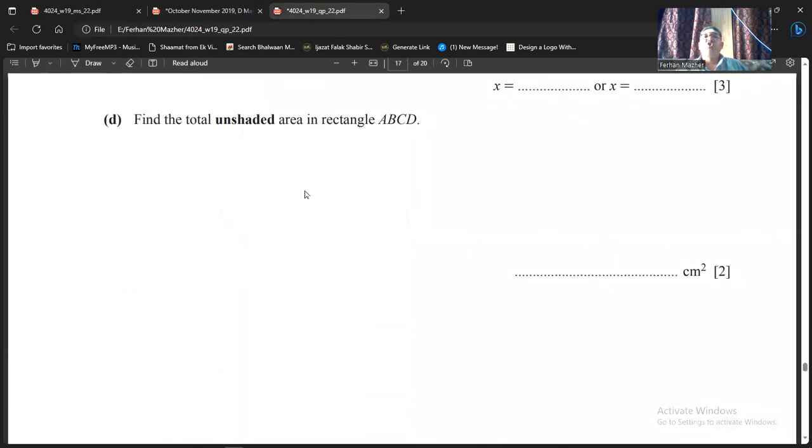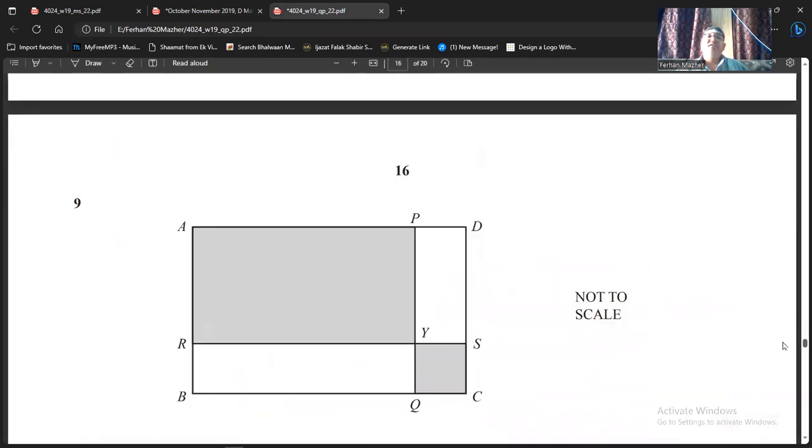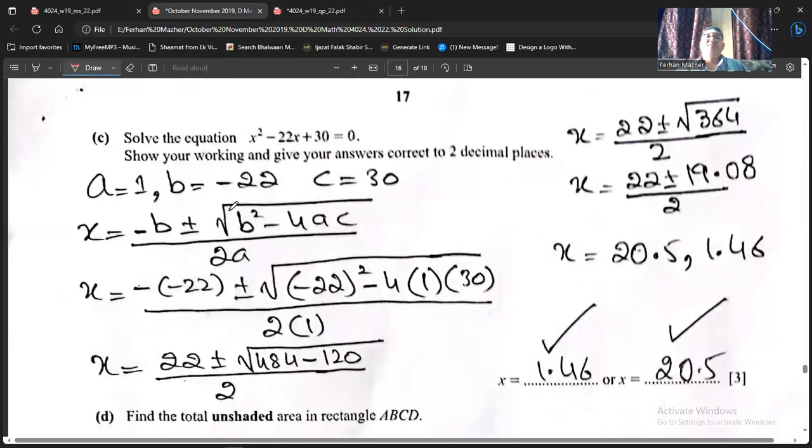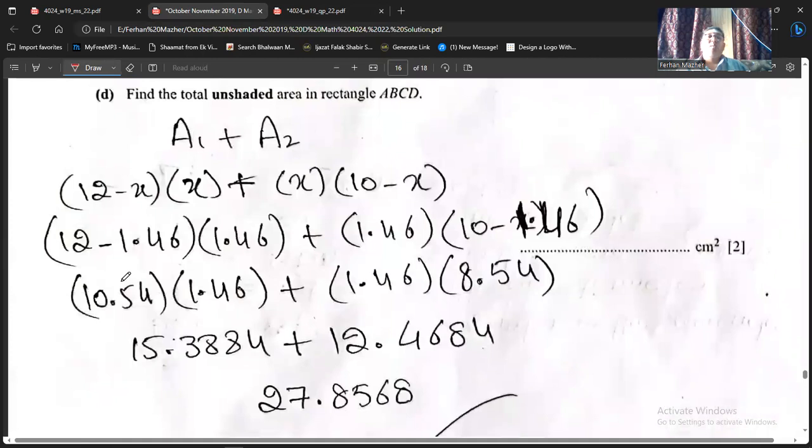He says, find the total unshaded area in the rectangle ABCD. So we want to find out the unshaded area. Unshaded area is this plus this. This will be 10, and this is x multiplied by 12 minus x, and this will be x multiplied by 10 minus x. So the unshaded area will be A1. There are two places which are unshaded, both are rectangles. So 12 minus x into x plus x into 10 minus x.